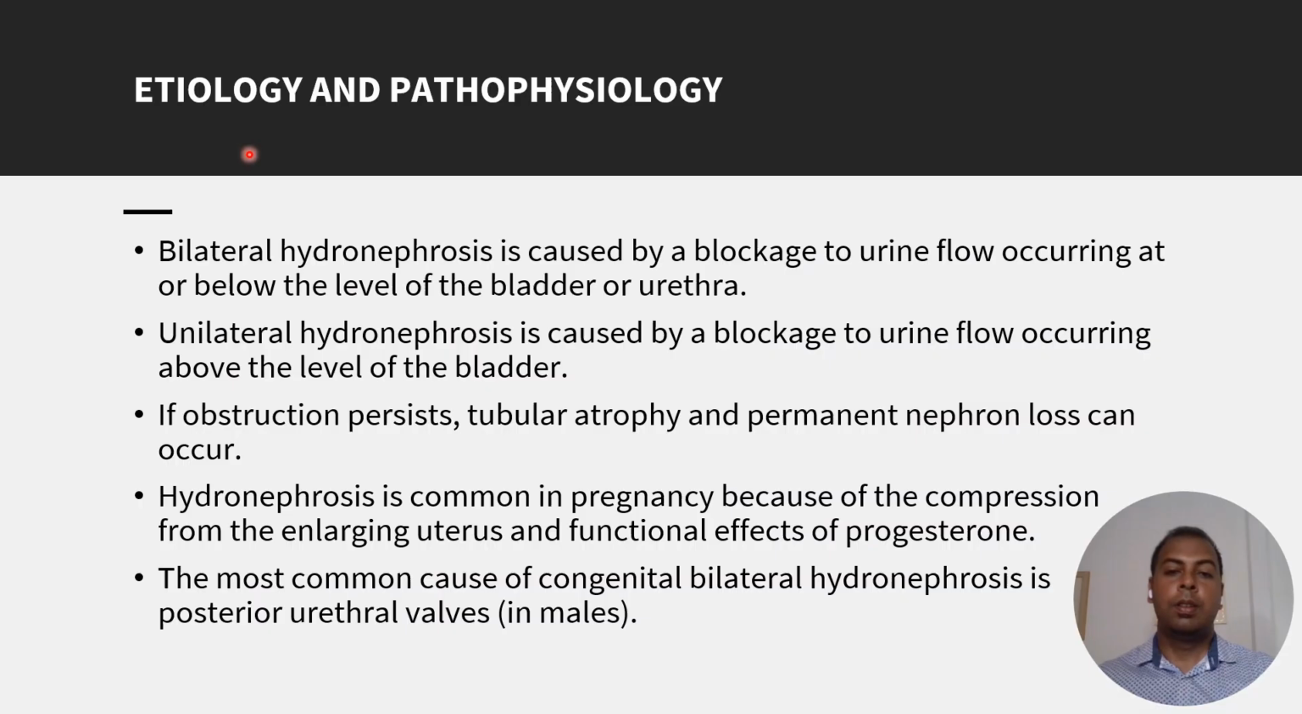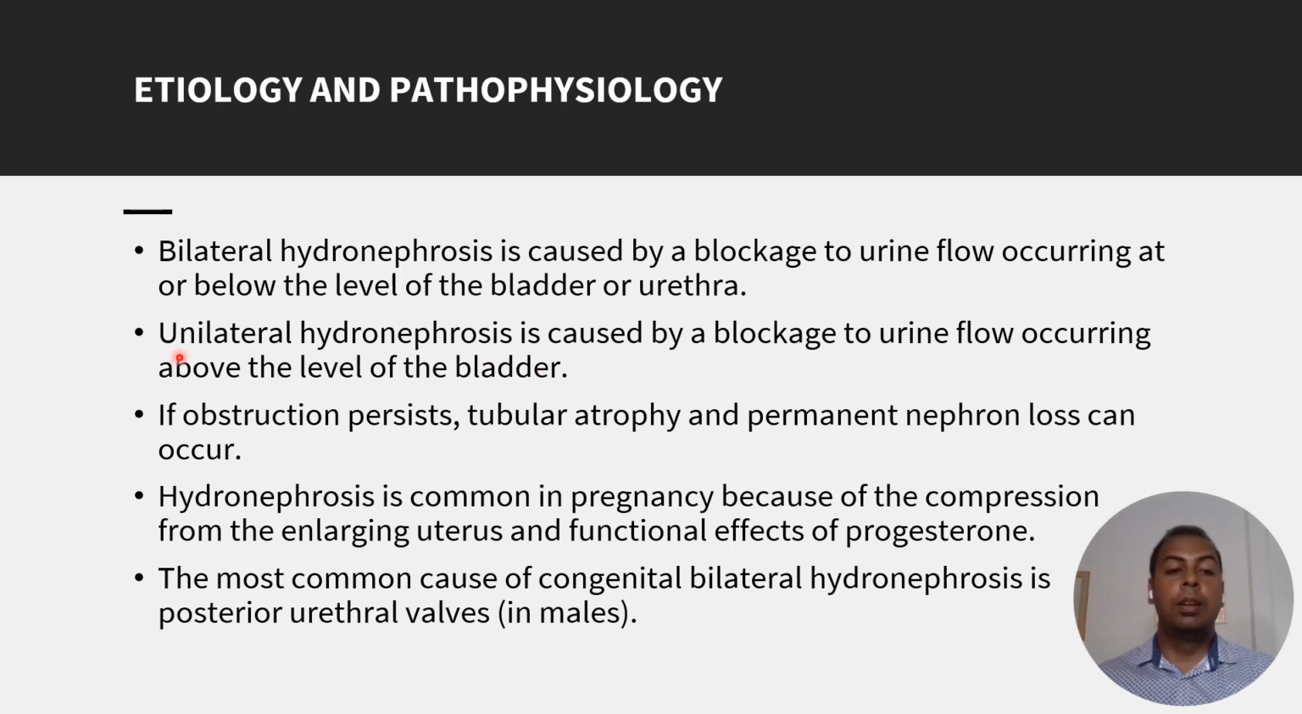hydronephrosis. Moving on to the etiology and the pathophysiology. Bilateral hydronephrosis is caused by blockade of urine occurring at or below the level of the bladder or the ureter. Unilateral hydronephrosis is caused by a blockade to urine flow occurring above the level of the bladder. This is important because, as you can imagine, bilateral hydronephrosis would be more severe than unilateral hydronephrosis.